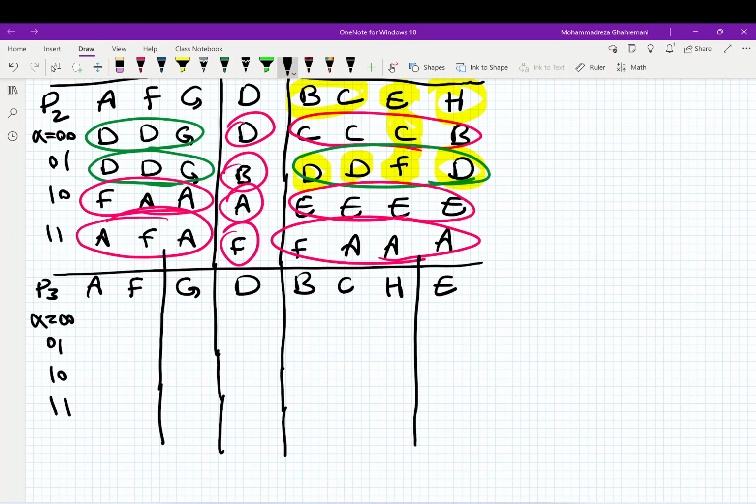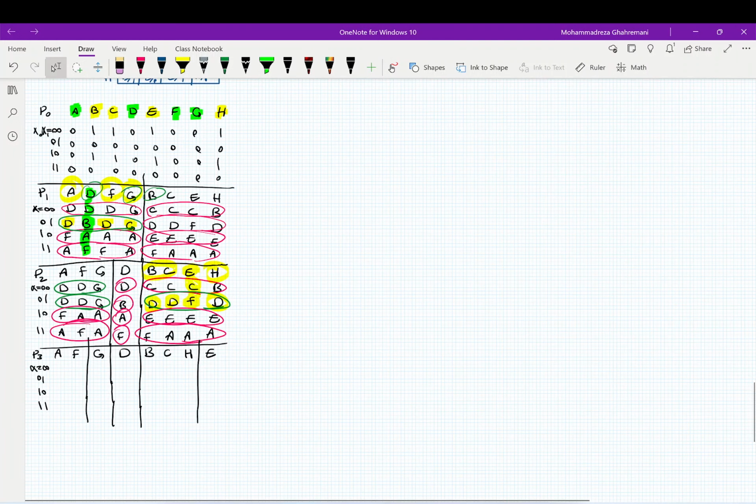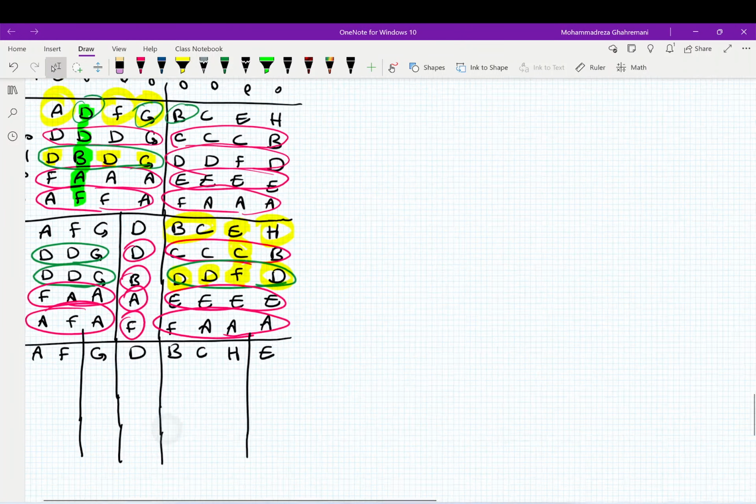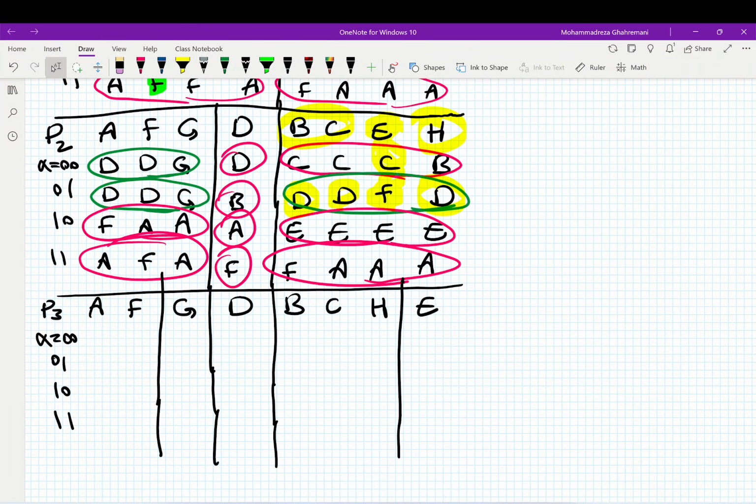You see, for this table with two inputs, the solution is kind of more difficult than with one input. So we need so many different combinations that we need to take care of. Okay, so we write the outputs.